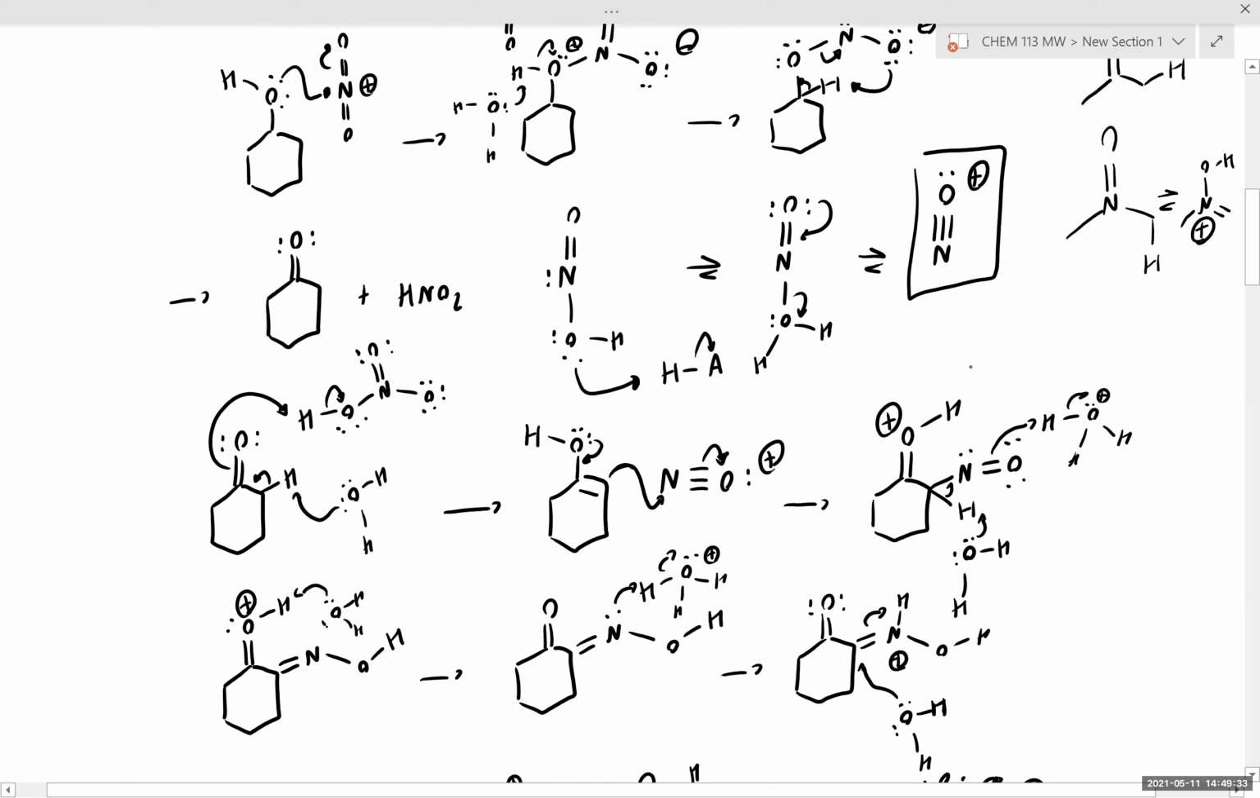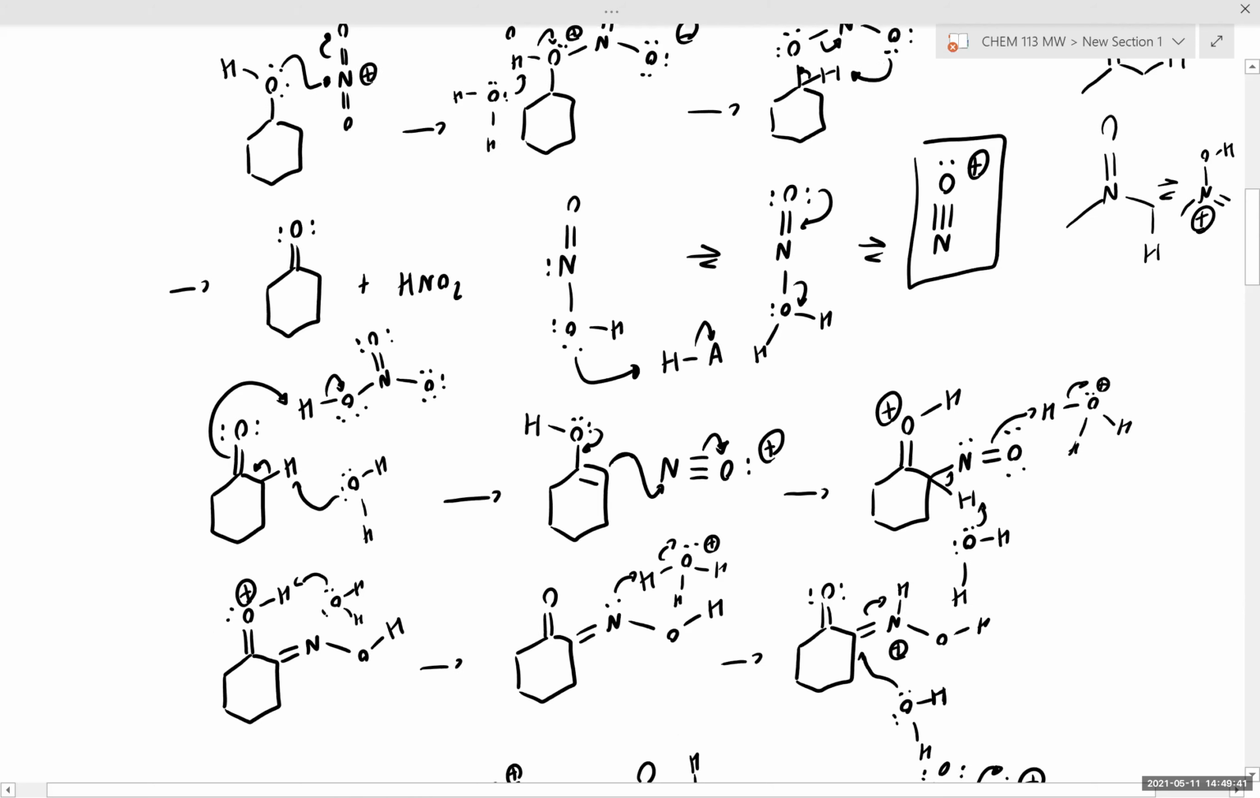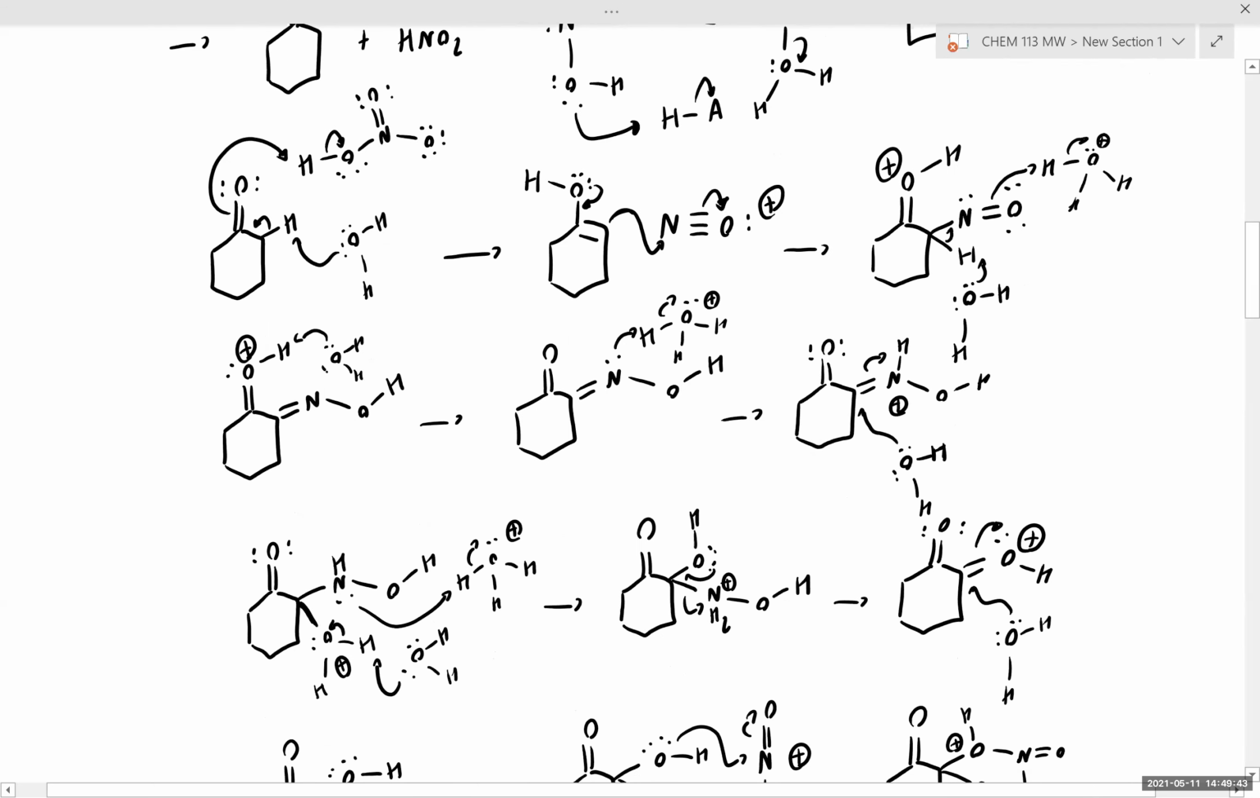From here, this nitroso compound can be tautomerized to the imine-like tautomer. And from here, we can hydrolyze this imine sequentially to give the corresponding diketone. Okay, so now that we're at the diketone, we're almost ready for the key step. Is everyone following along with me so far?